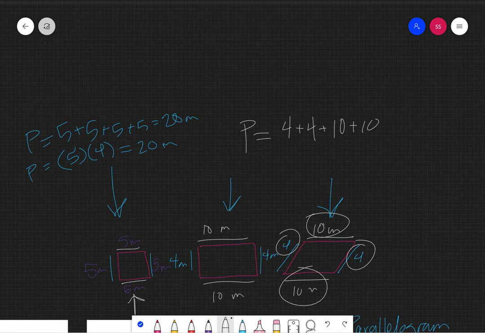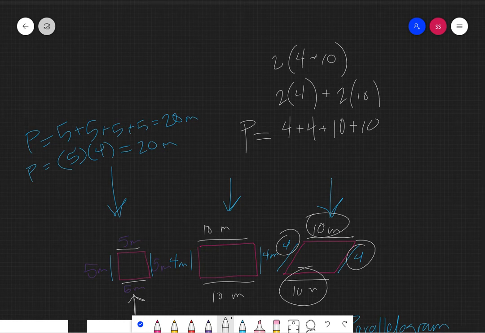Another way you could write this, since there's 2 4s, you could say 2 times 4 plus 2 times 10. Another way you could say that, which pulls in distributive property, is 2 times 4 plus 10. And all of these would give you the same answer, right?